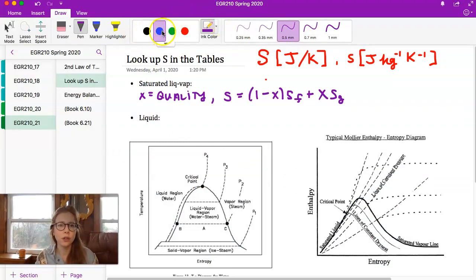And now looking at liquid. So for liquid, what you're going to do is you're going to still use the saturation tables.